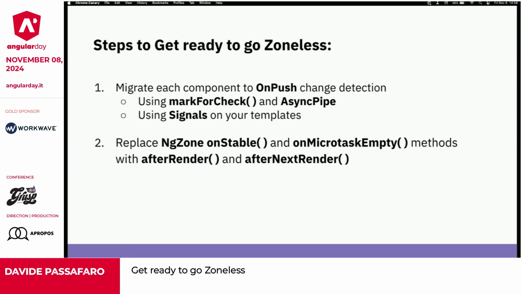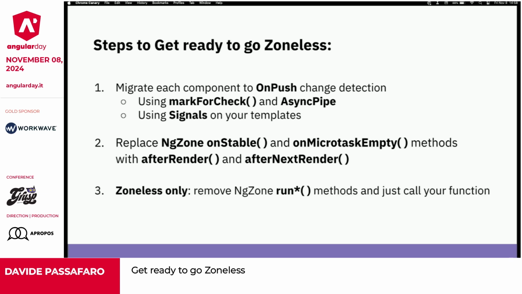Then you can replace the methods that I showed you before, so the onStable and the onMicrotaskEmpty methods, using afterRender and afterNextRender. And finally, if you are going to zoneless change detection and you are sure that you don't want to go back and you don't need to give compatibility, you can totally remove each run method of the NgZone, because there are several ones which change a little bit from one to the other. So you can totally remove those and just call your function. You don't need to run something outside of zone. There is no zone anymore.